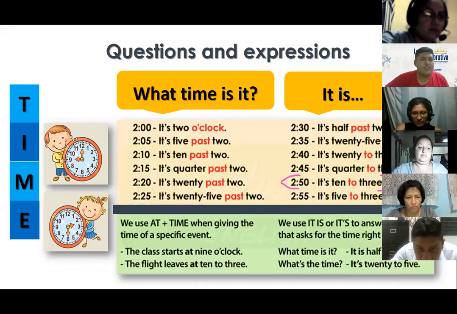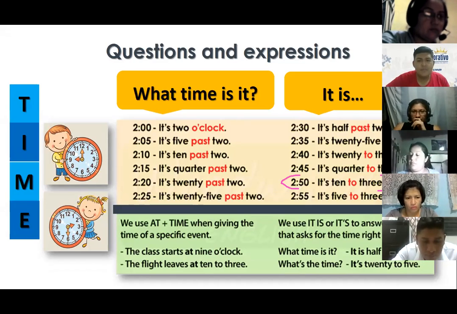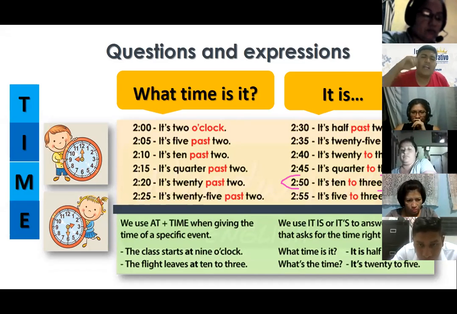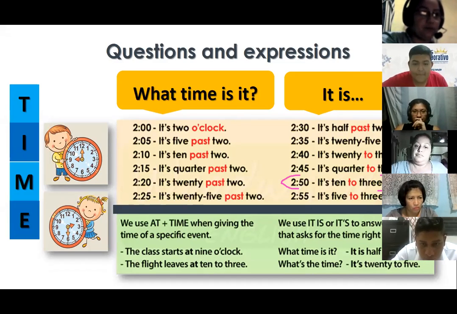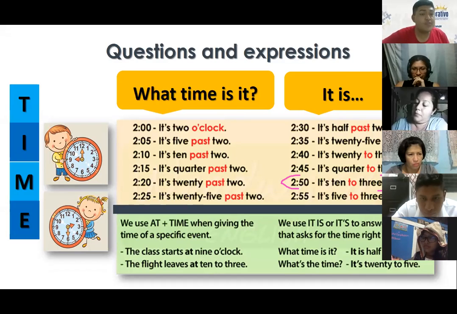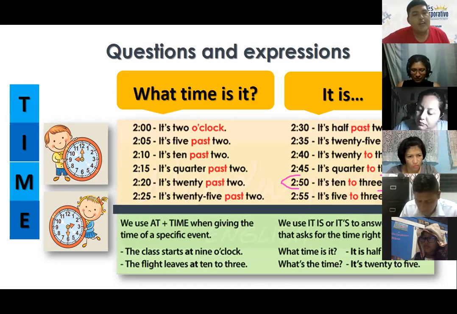Did you finish? ¿Finalizamos? Finish writing, finalizamos de escribir? No, teacher, no. Okay. Let me give you some more minutes for you to finish, and then we check together some examples, right?